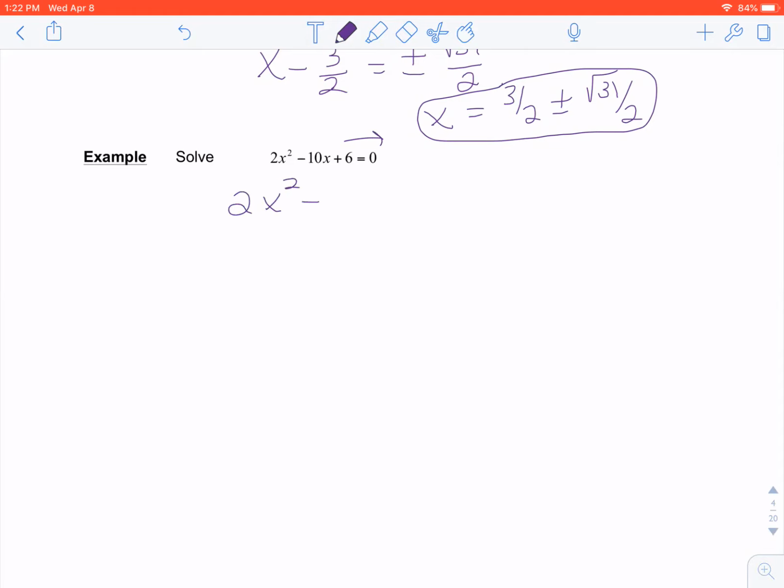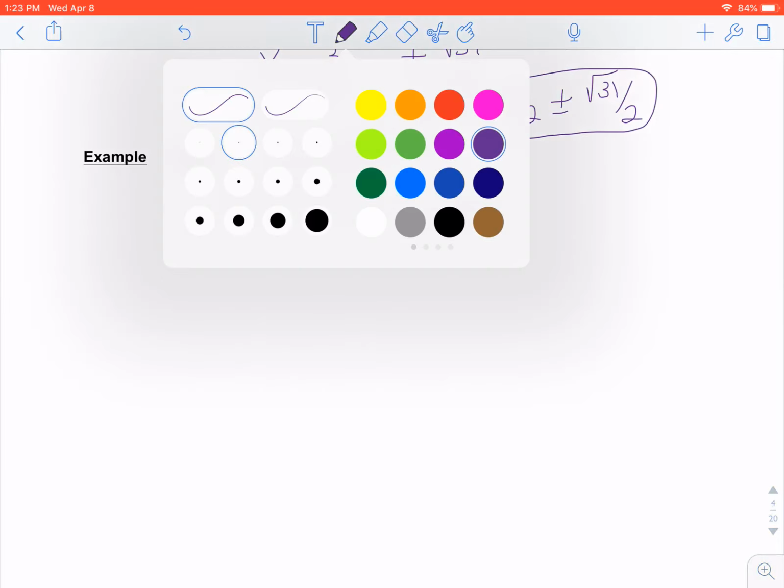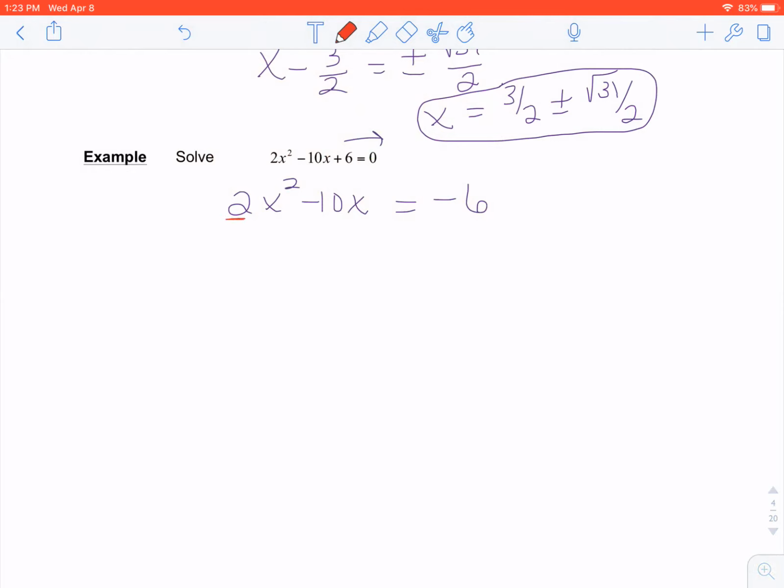So 2x squared minus 10x, and then on the other side, we have a -6. So that's the first step. We still need to take c to the other side. We need to eliminate c. The second step would be then to take out just the coefficient in front of the x squared. You're not taking out an x because we need to complete the square, so we have to have something that is squared in order to complete the square.